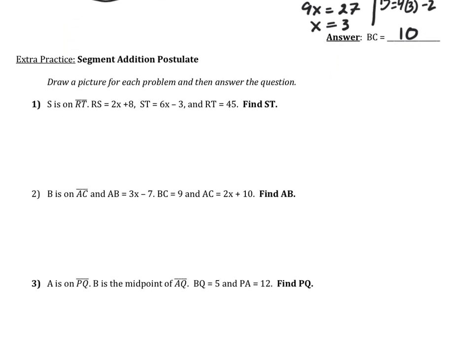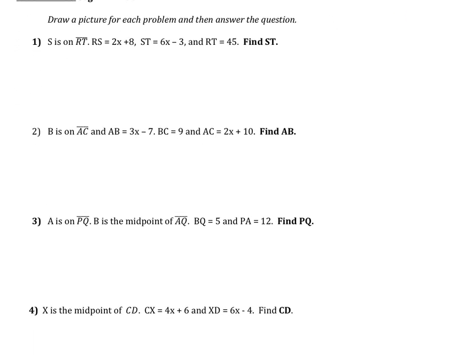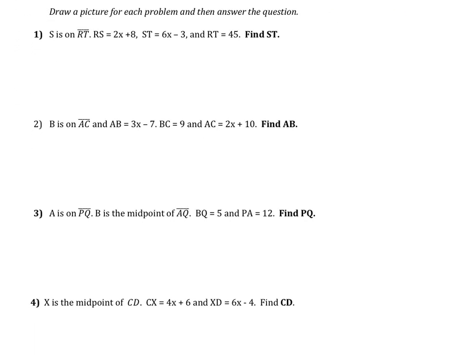So we're going to do a few more examples. We're not going to do all of these. You can check your notes key if you'd like to see the other ones. So let's go ahead and take a look at number 2 here. It says B is on AC. So first thing, we're going to draw a picture.